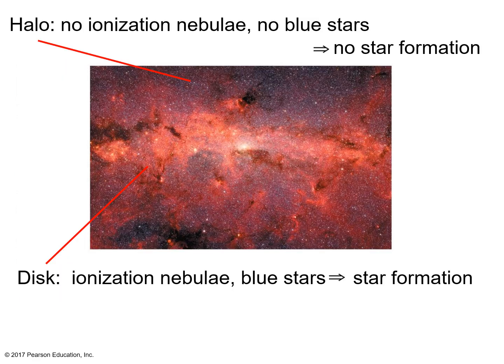Above and below the disk, remember, is the halo of the galaxy. We see no ionization nebulae. We see no blue stars, so there is no star formation going on in the halo. There tend to be very old clusters of stars. But in the disk, we do see ionization nebulae. We do see blue stars. We see a lot of active star formation.